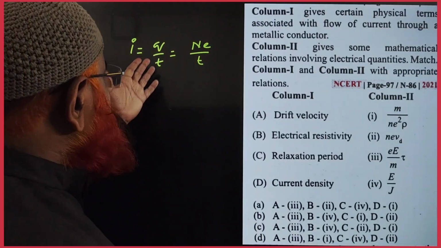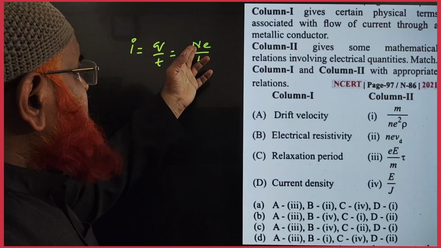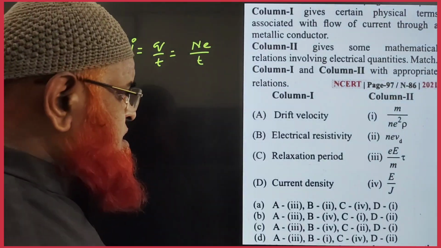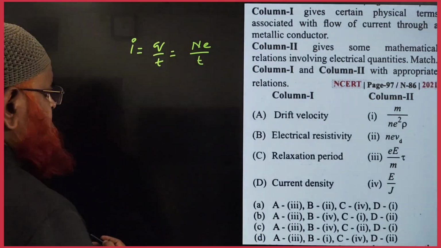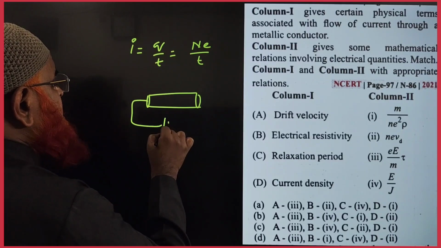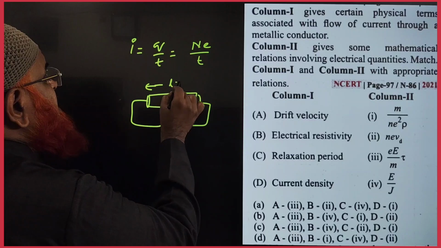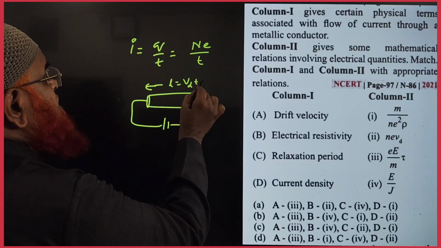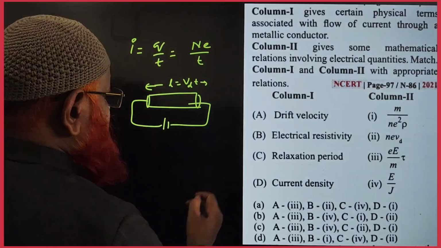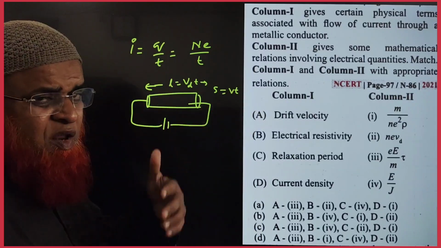You all know current is nothing but rate of flow of charge, where Q is nothing but N into E, number of electrons and charge on the electron. So this is the formula here. But here, if you see this conductor connected to the battery, let us imagine this is a conductor having length L, which is nothing but drift velocity into time t. Because displacement is velocity into time, length is also written as velocity into time.